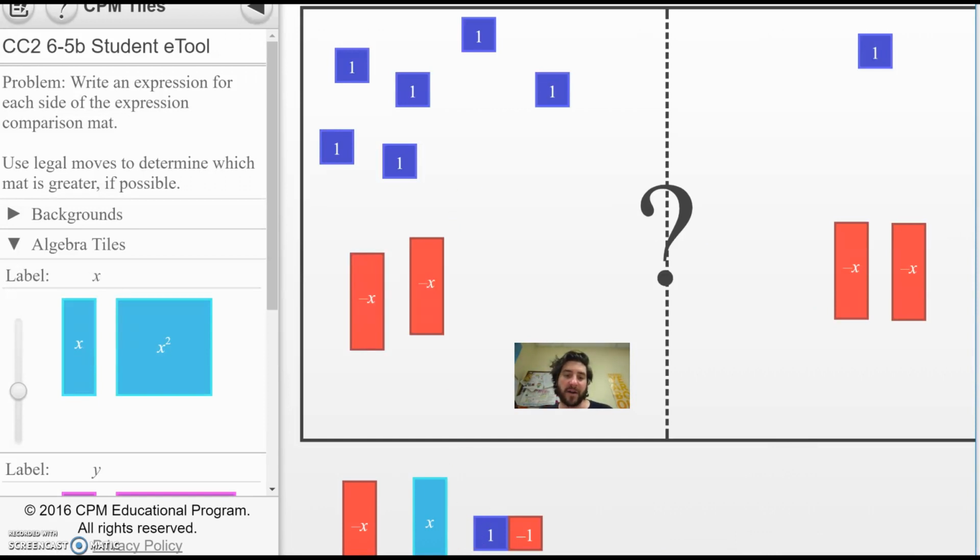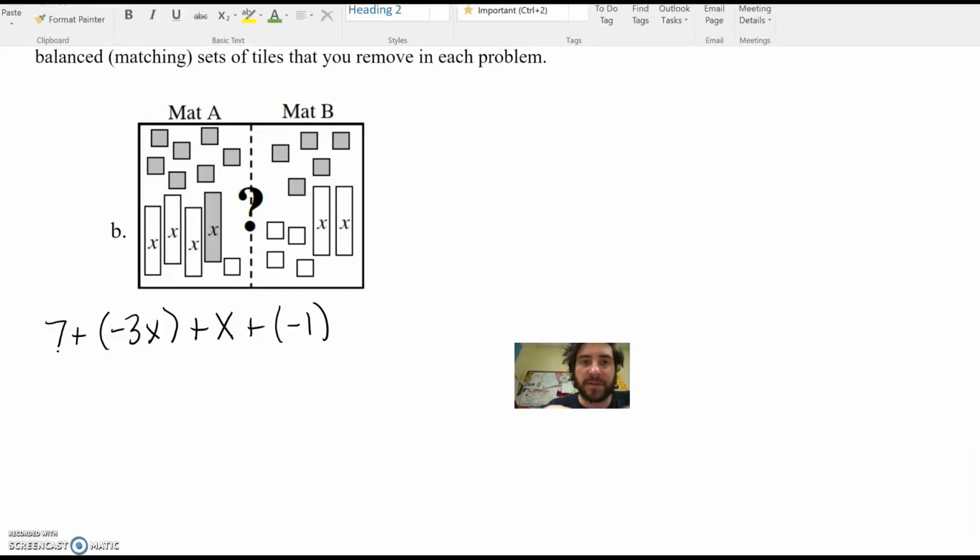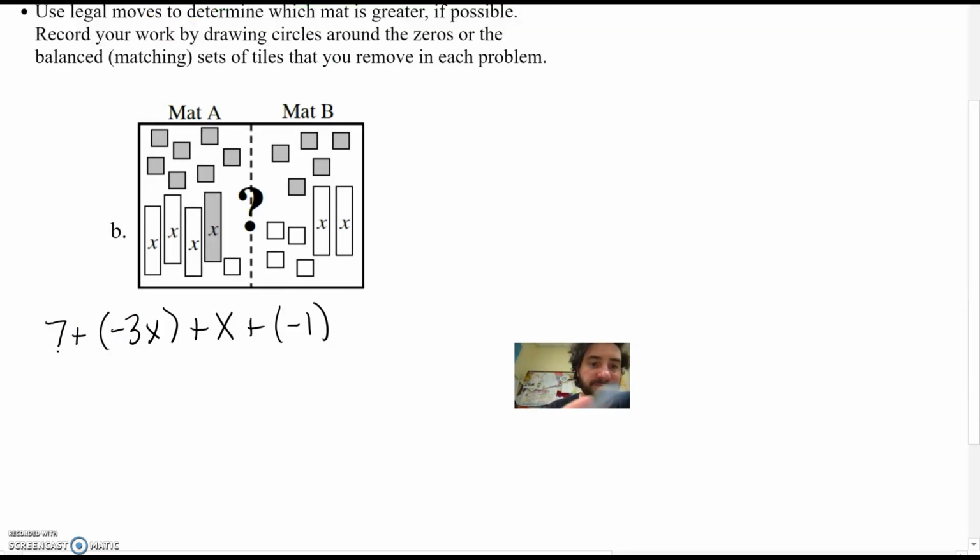So when I go to do that on my paper, I like to do this. Let's get a red pen. I can take a negative x with a positive x and get rid of that. I can take one of these and one of these and get rid of those. And over here, I could get rid of these 4 negatives with the 4 positives.